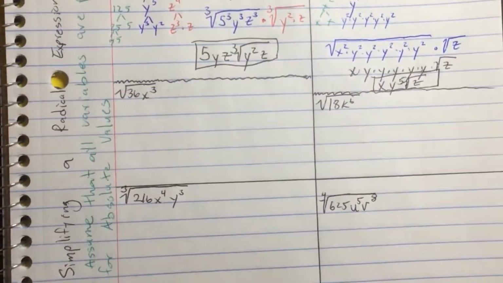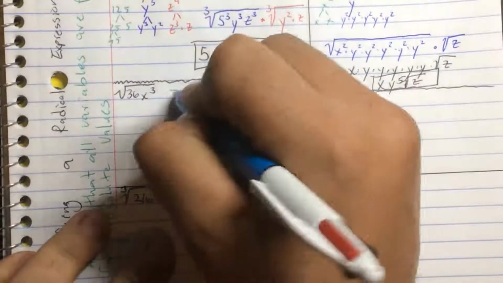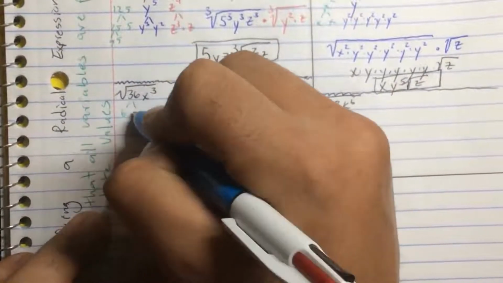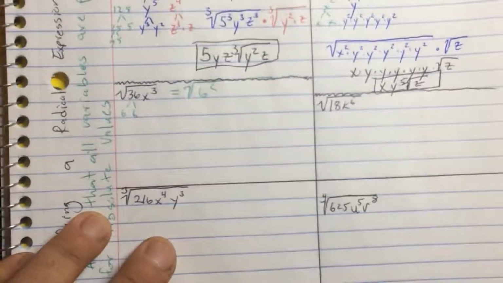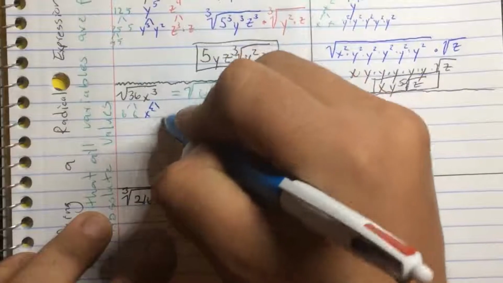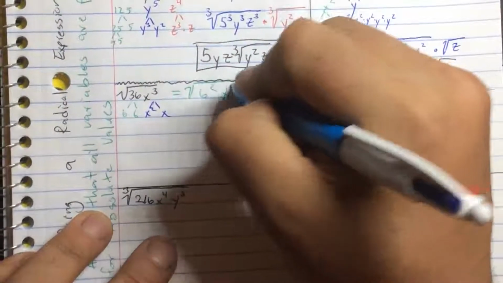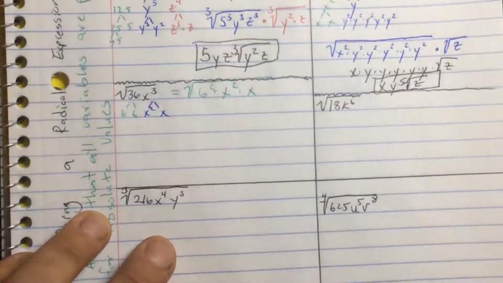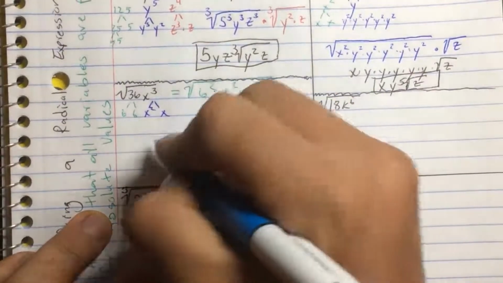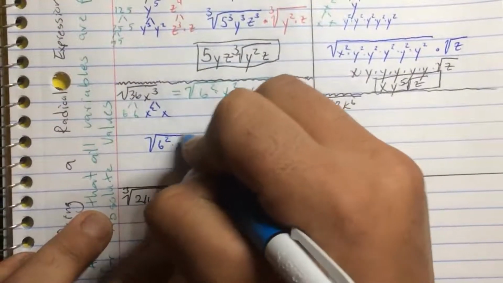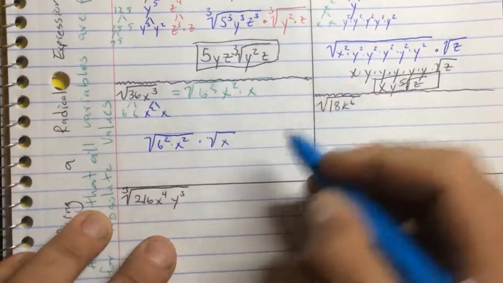The next one over here is the square root of 36x cubed. This can be written as the square root of, I know 36 is 6 times 6, so it would be 6 squared. And then once again, x cubed can be separated as x squared times x. And we can go ahead and separate it again. We have our square root of 6 squared times x squared times our square root of x.